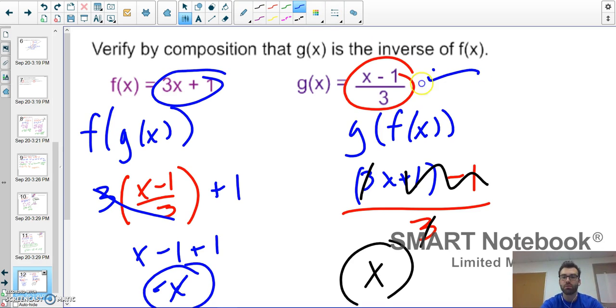Just a quick little sidebar here, you can also think of this as a linear function since we're dividing this binomial by a single term, a monomial. So I could think about this as 1/3 x minus 1/3 as well, if you like thinking in terms of a linear sense.